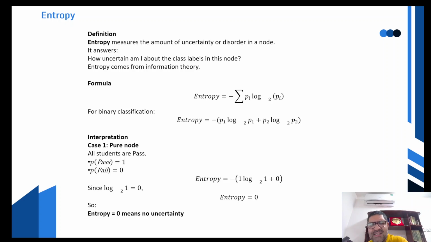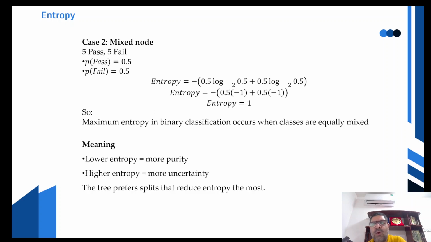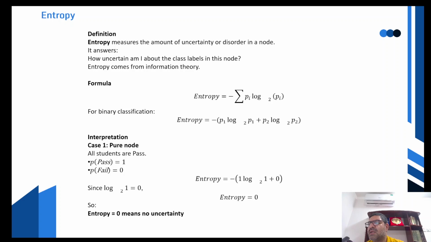And what does it mean when the entropy is 0? Entropy 0 means no uncertainty. There is no uncertainty whatsoever. The lesser the entropy, the less the uncertainty. The more the entropy, the more the uncertainty. Now we can take one more case, where it is a mixed node. Here it was a pure node where all students are pass.